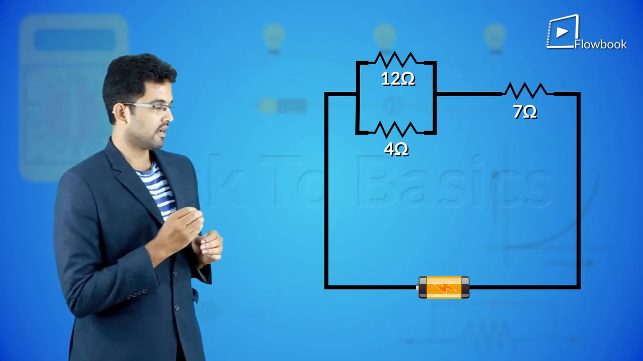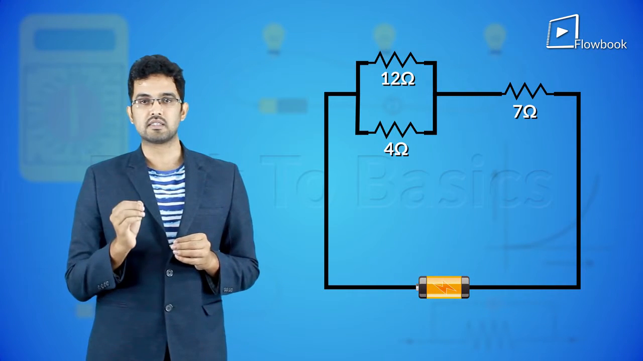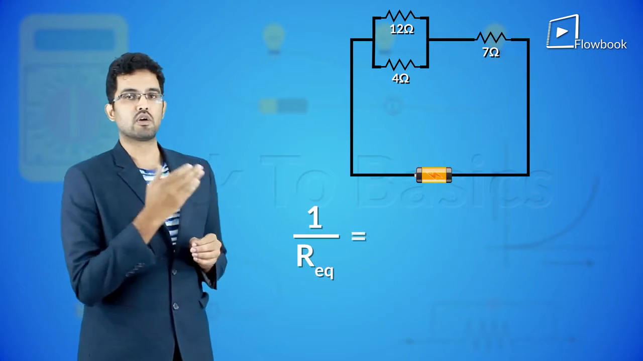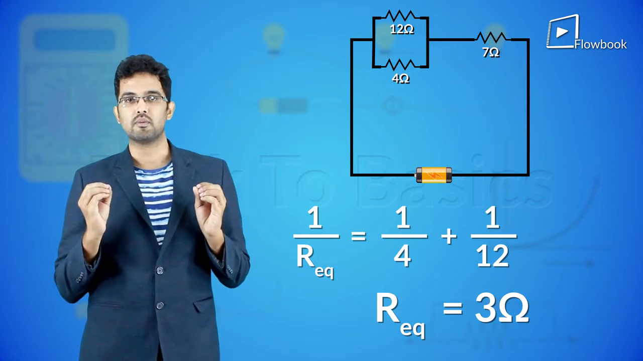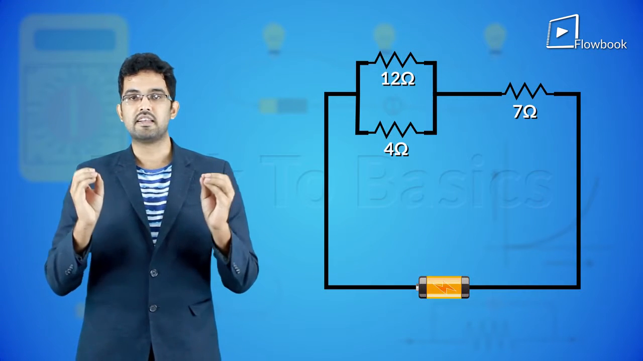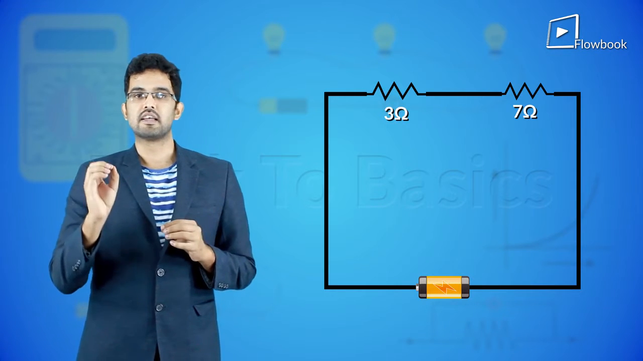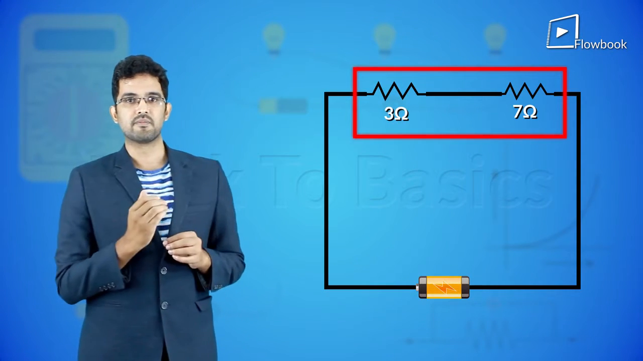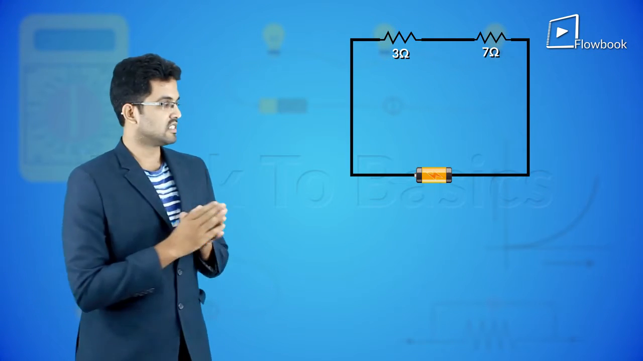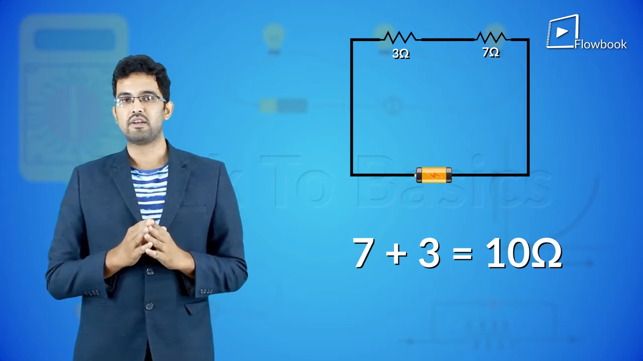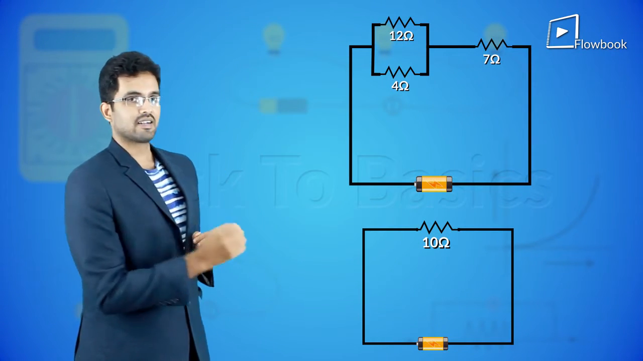So, in this circuit, the equivalent resistance R equivalent 1 of the 4 and 12 ohm resistors is 1 by R equivalent 1 is equal to 1 by 4 plus 1 by 12, which implies the R equivalent 1 is equal to 3 ohms. These parallel resistors can thus be replaced by an equivalent resistance of 3 ohm. This 3 ohm resistor is now in series with a 7 ohm resistor. Therefore, the total equivalent resistor of the complete circuit becomes 7 plus 3, which is equal to 10 ohm. Thus, this entire circuit is equivalent to this circuit.